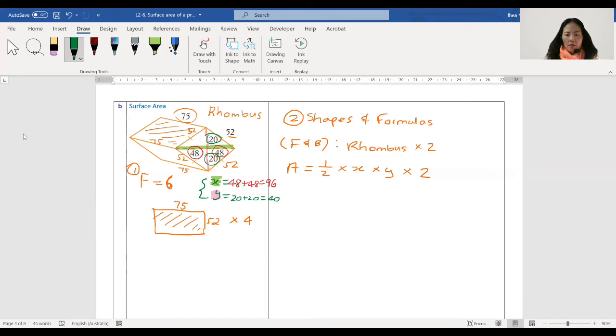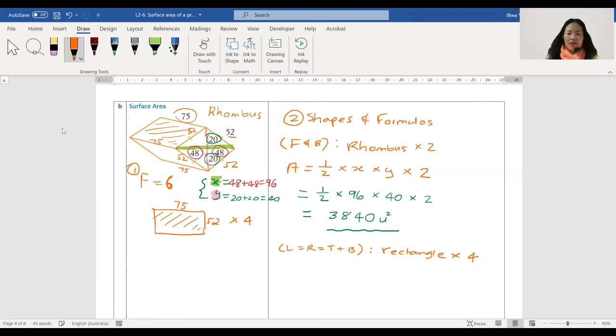So I'm going to go back to my formula. I'm going to put half times my x, which is 96, times my y, which is 40, but I'll have to double because I've got 2 of them. Because it wasn't given to us whether it was centimeters, meters or millimeters, it's 3,840 square units. Now I know that my left, my right, my top, and my bottom are rectangles, and I have 4 of them because they're all the same.